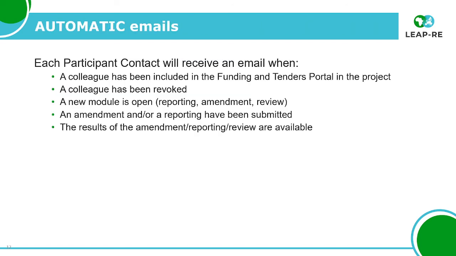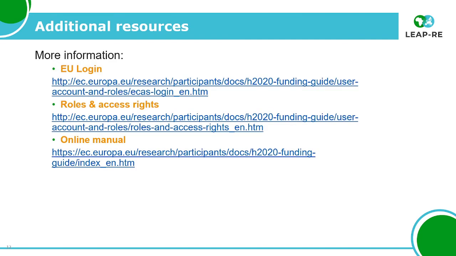There are some other instances where email notifications are sent, such as when the access rights to the proposal are revoked for a user, when a new module opens, such as reporting, amendment, or review, when an amendment or reporting is submitted, or when the results of an amendment, reporting, or review are available.